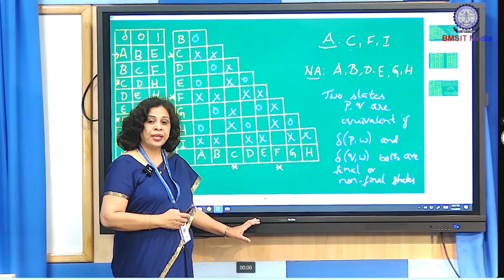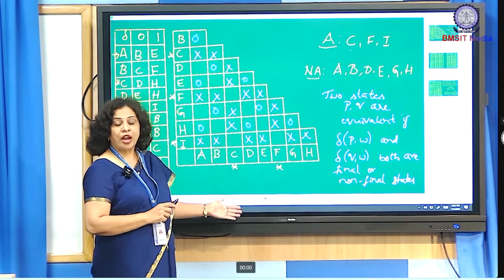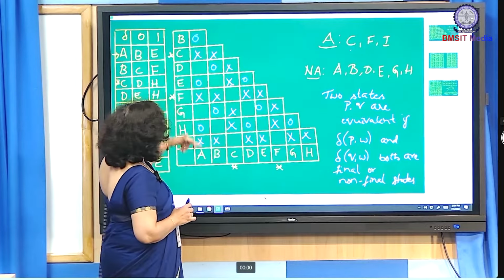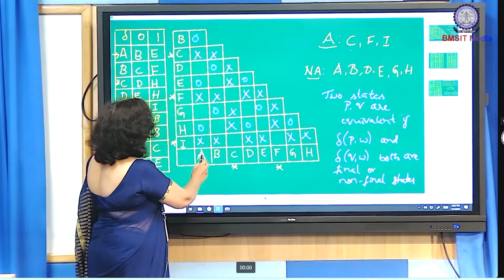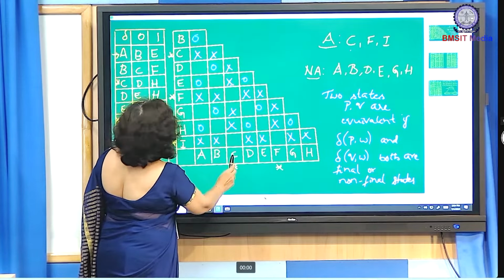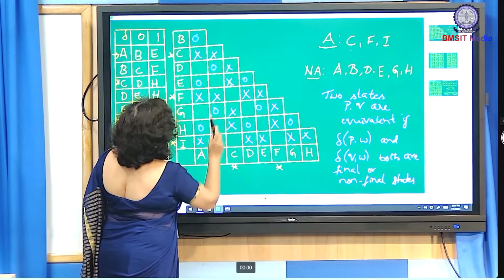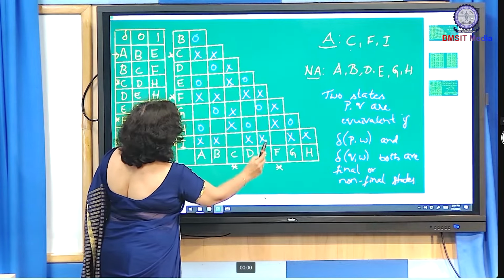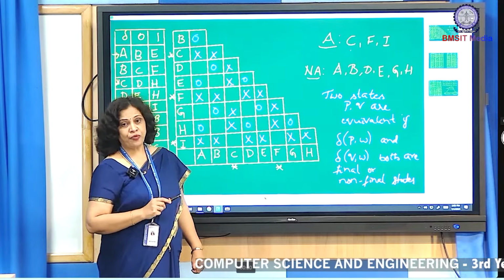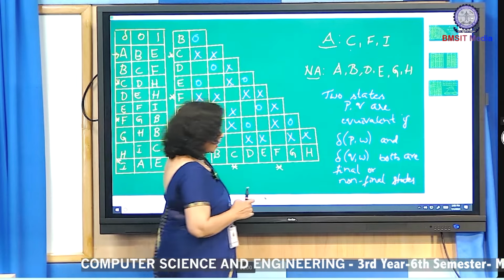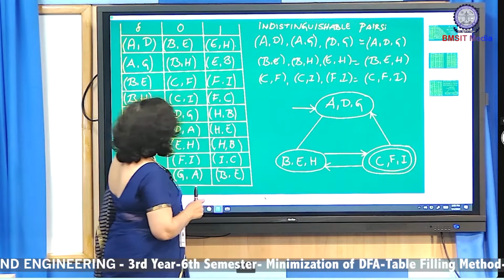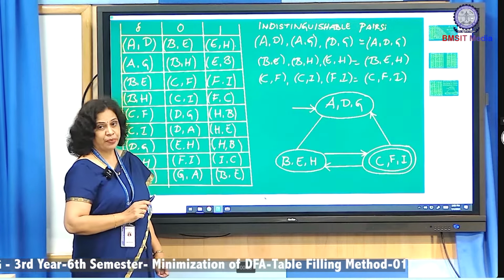So after doing these level 2 entries, again we will have to repeat the same procedure. Whatever cell is not marked: AD is not marked, AG is not marked, BH and BE are not marked, CI, CF are not marked, DG not marked, FI not marked. So I will have to make one more table using these entries. I have kept this ready.